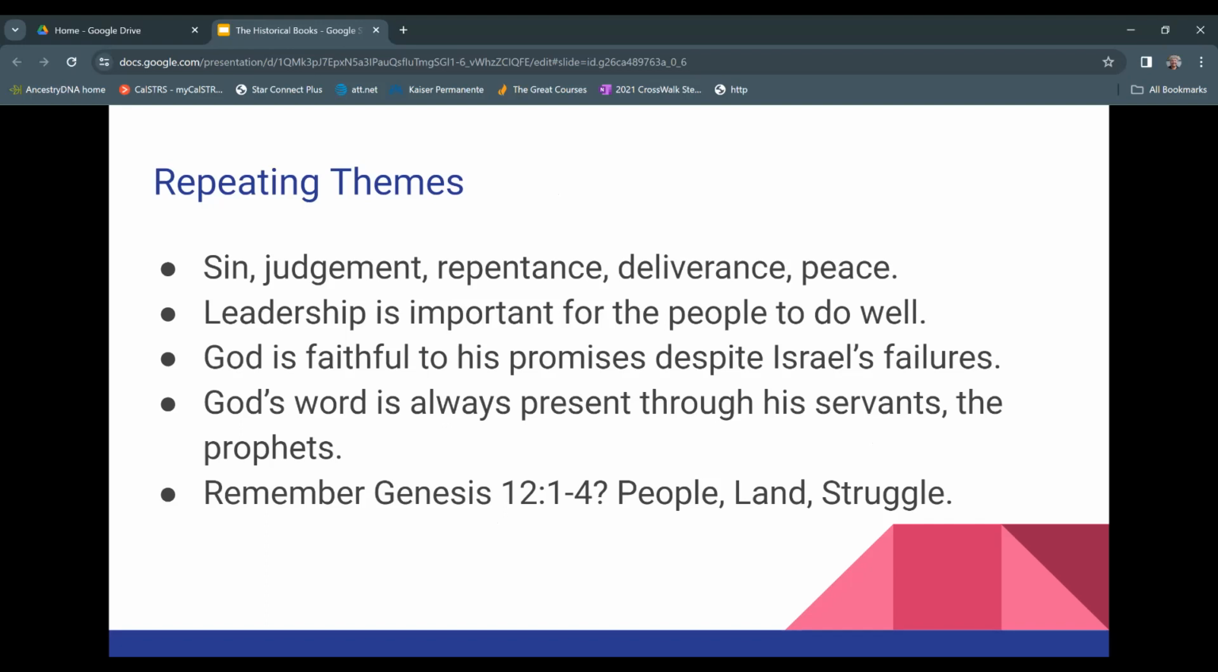And then remember from Genesis 12, the promise: there will be the promise of descendants, there will be the promise of a land, and there will always be struggle. So these are repeating themes throughout the Old Testament, and we've seen this happen quite a lot just through the Pentateuch. And now when we go into the historical books, we'll see the themes repeating.